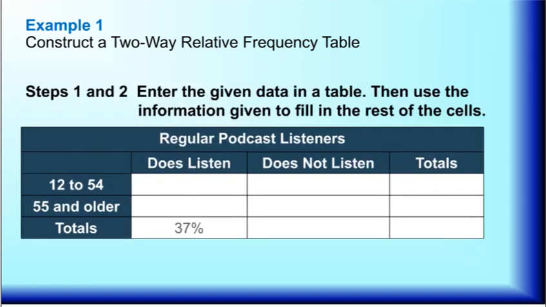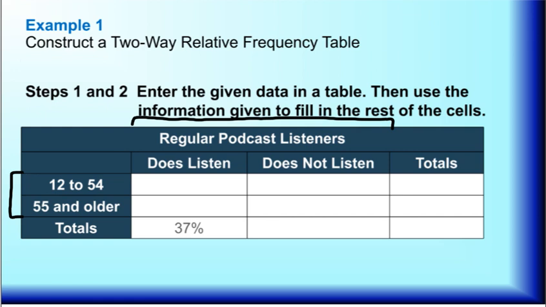So let's look at our table here. We have our two categories on the left-hand side, so there are subcategories, 12 to 54-year-olds, and then 55 and older. And then we have at the top two more subcategories, does listen and does not listen. And so we're going to fill in the rest of the table, and these are all percentages, remember. But we weren't given any individual numbers besides percentages in the word problem. So we're going to have to figure all of this out without the actual numbers.